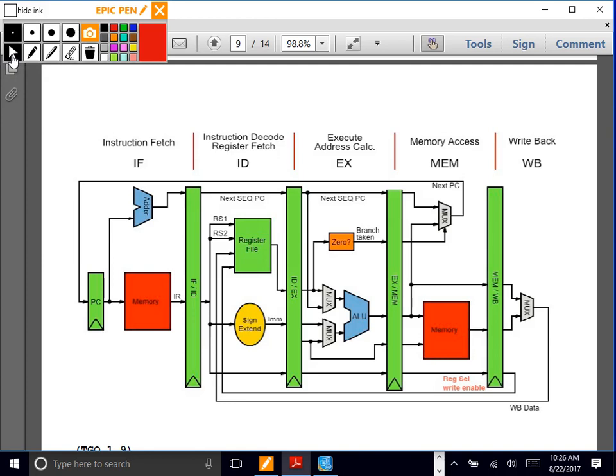So this is the data path. This is your instruction memory. This is your instruction fetch stage, program counter. And then this adder here, we'll discuss in more detail later in the course. But basically, this takes the value of the program counter and adds one. So I need to come through with my next instruction, right?